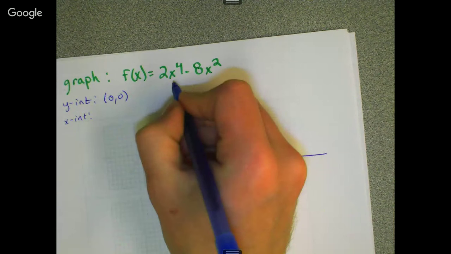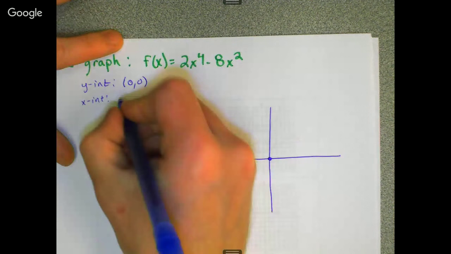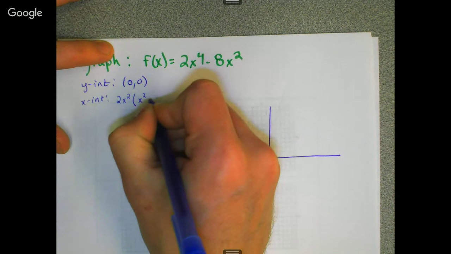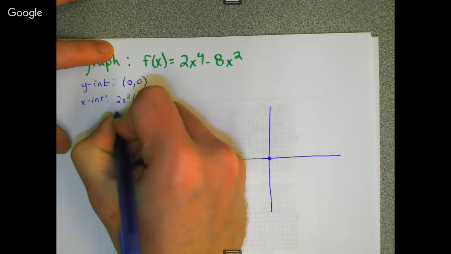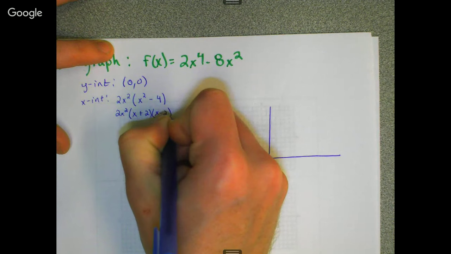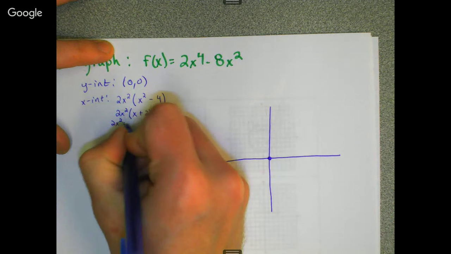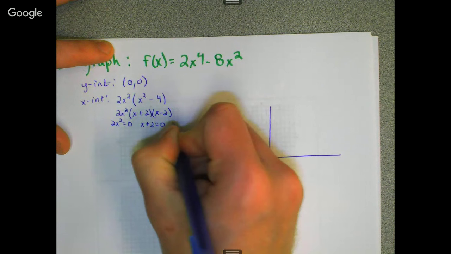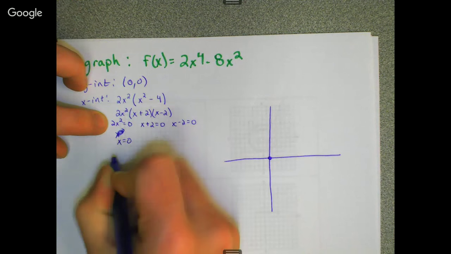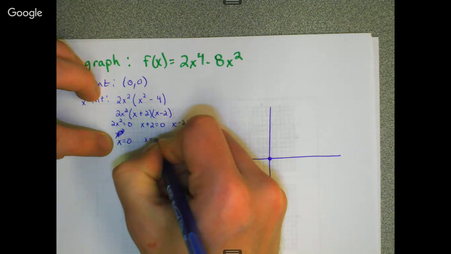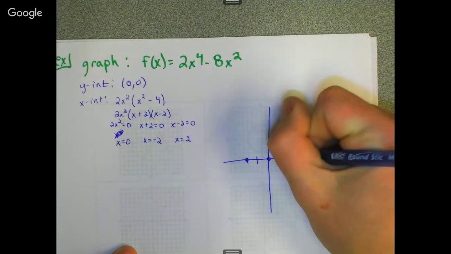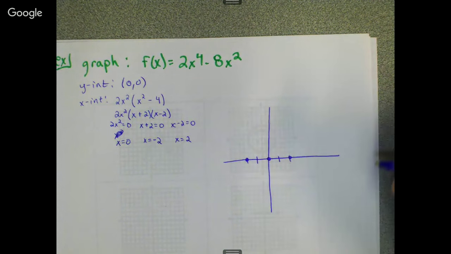So in order to do that, we want to factor this out. So greatest common factor is 2x squared. So I'm left with x squared minus 4. I can factor that as a difference of squares and set each one equal to 0. And x minus 2 equals 0. So x is 0. X is negative 2, and x is positive 2. I got 1, 2, 1, 2.